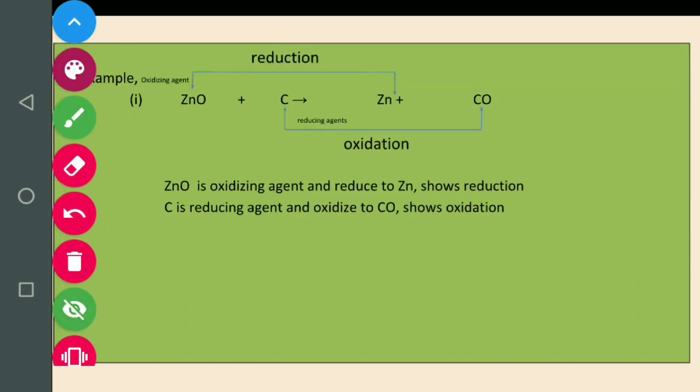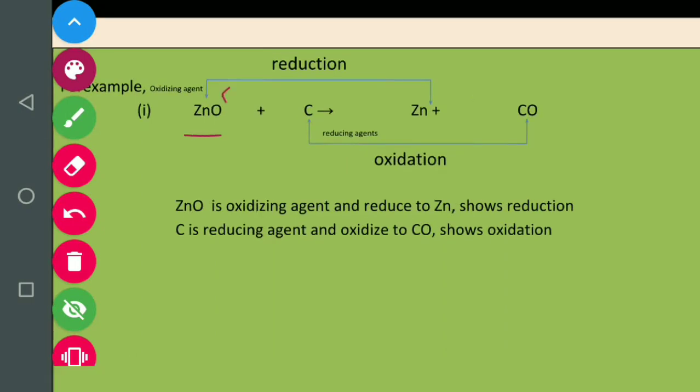Let's take an example. Here you can see an example given. ZnO changes to Zn, and it is removal of oxygen, and by the definition, removal of oxygen is known as reduction. ZnO goes through reduction to Zn, and it itself behaves as an oxidizing agent. In the other case, carbon changes to carbon monoxide, here oxygen is added, so we can say carbon goes through oxidation, as addition of oxygen is known as oxidation, and it itself behaves as a reducing agent.